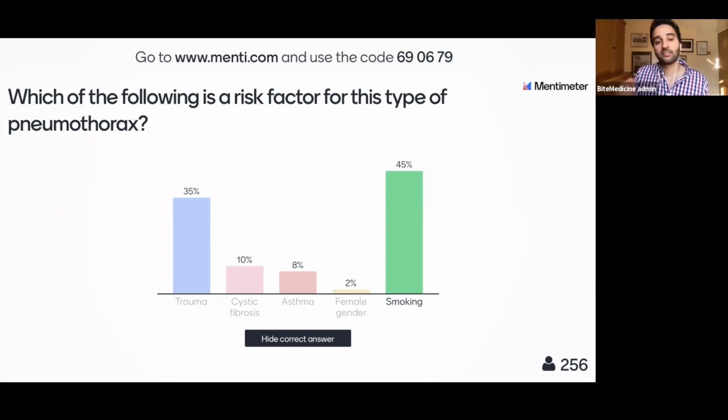Secondary spontaneous pneumothorax is due to underlying lung disease. So things like cystic fibrosis and asthma are going to increase the risk of a secondary spontaneous pneumothorax, whereas primary means that they have no underlying lung disease. So things like smoking increase the risk of a primary spontaneous pneumothorax. But let's have a look at that in a little bit more detail on the next slide.